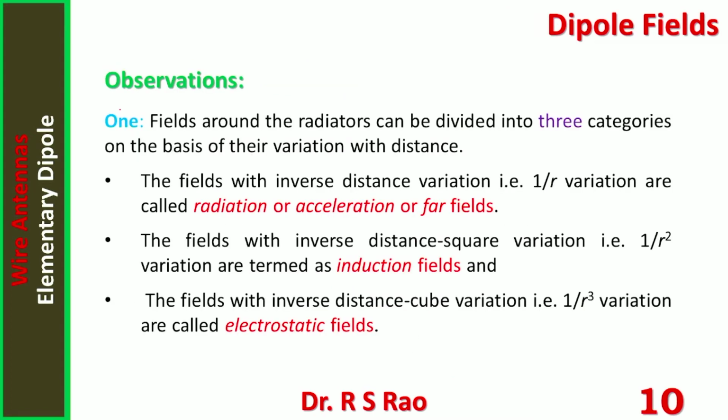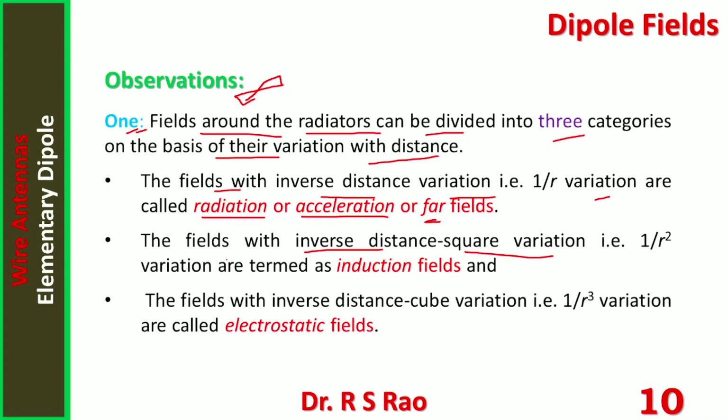Now from the expressions of the fields, one can make certain observations. These are significant ones, so better follow them seriously. First observation. Fields around the radiators can be divided into three categories on the basis of their variation with distance. Fields with inverse distance variation, that is 1 over r variation, are called radiation or acceleration or far fields. Fields with inverse distance square variation, 1 over r square variation, are termed induction fields. Fields with inverse distance cube variation, 1 over r cube variation, are called electrostatic fields.